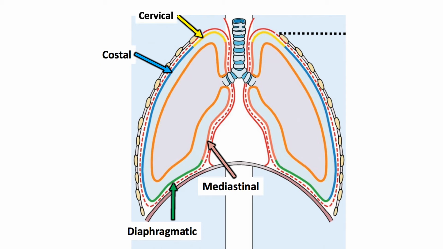The costal part covers the internal surfaces of the thoracic wall. The mediastinal part covers the lateral aspects of the mediastinum. The diaphragmatic part covers the superior surface of the diaphragm on each side of the mediastinum. And lastly, the cervical pleura extends through the superior thoracic aperture into the root of the neck and extends over the apex. Sternal, costal, and vertebral lines are the areas of continuity between these four parts of the parietal pleura.